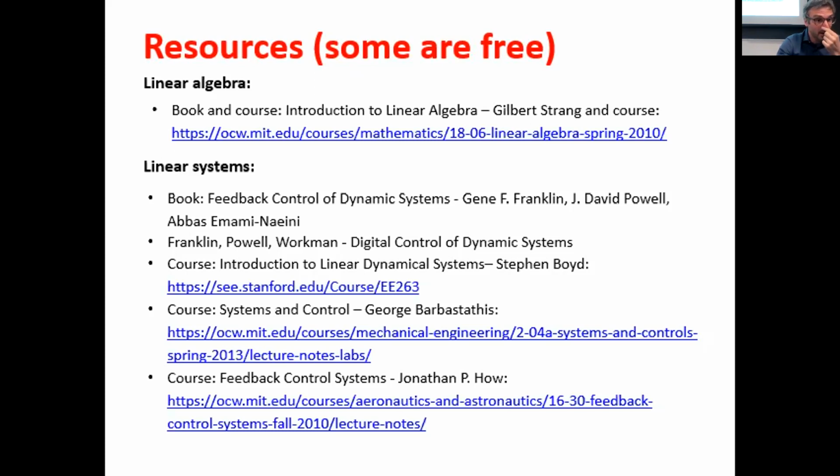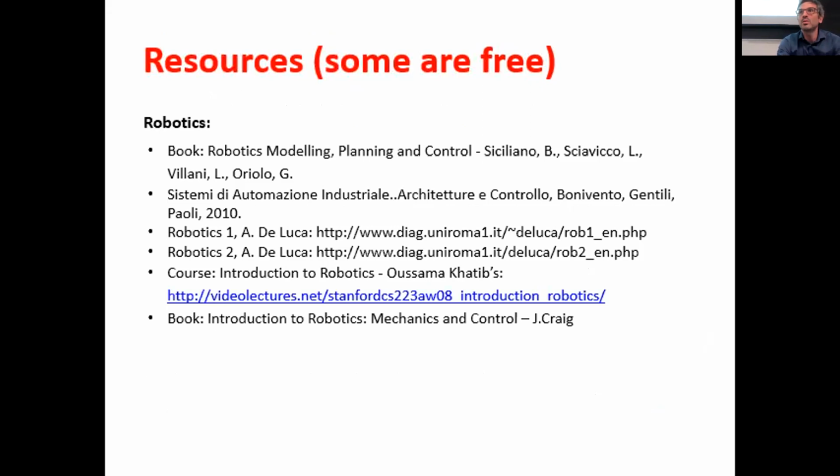Then there are online lectures, very nice, from Stephen Boyd, a professor from Stanford University, and other sources from MIT. In robotics, the Bible of robotics is from an Italian professor. I don't know if you heard about him, Bruno Siciliano, from University of Rome, La Sapienza. This is the most important book for robotics. So I suggest you, if you don't have it, to buy it.